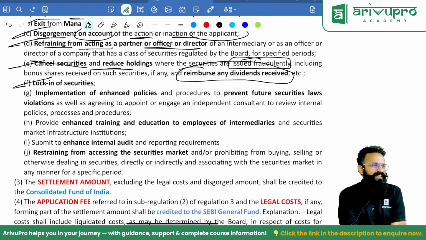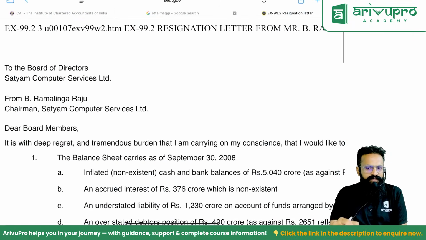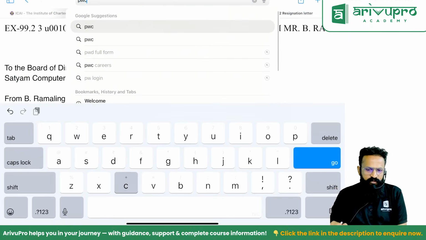How? Who were the auditors? The main people. I told you, know why this entire provision of rotation came.